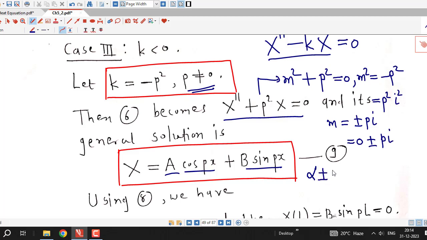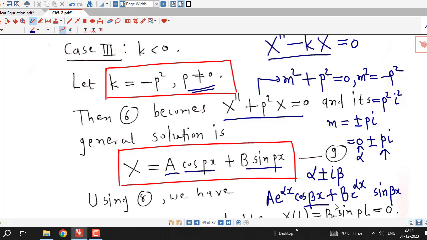If you recall, corresponding to the complex pair alpha plus or minus i beta, the general solution is given by e raised to alpha x into cos beta x plus B times e raised to alpha x into sine beta x, and here alpha is 0, beta is p, that we have used here to write down this solution. Now I have to decide capital A and B.